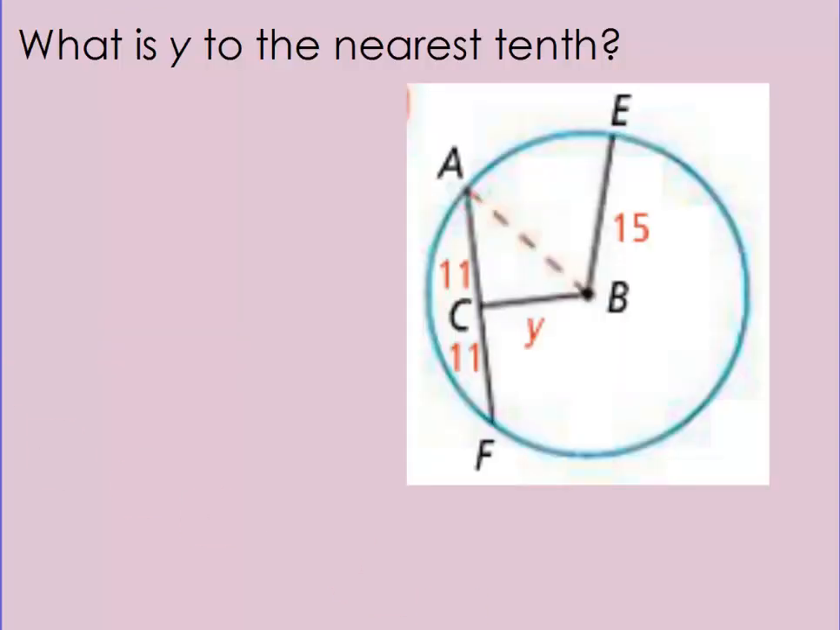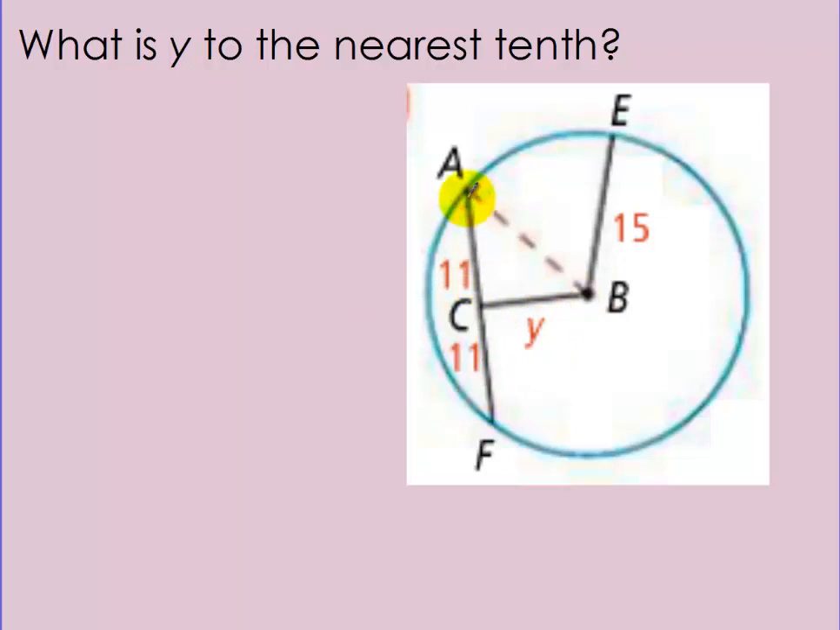Like if we tried this one, what's y to the nearest tenth? This is where you've got to use those properties to figure this out. And remember, there's going to be a lot of right angles forming those triangles. Well, you want to find this y, and you know the radius is 15, but the y isn't the entire radius, it's something less than 15.